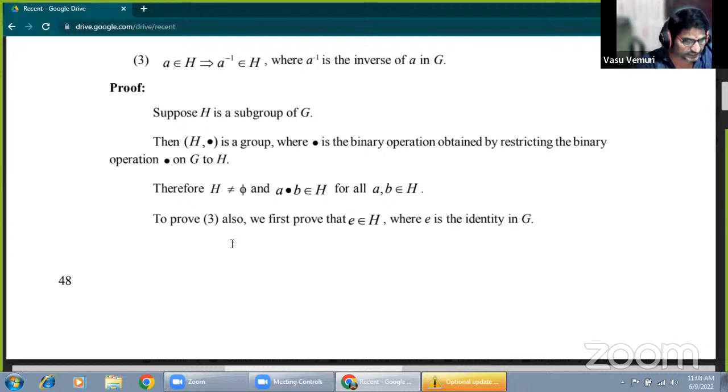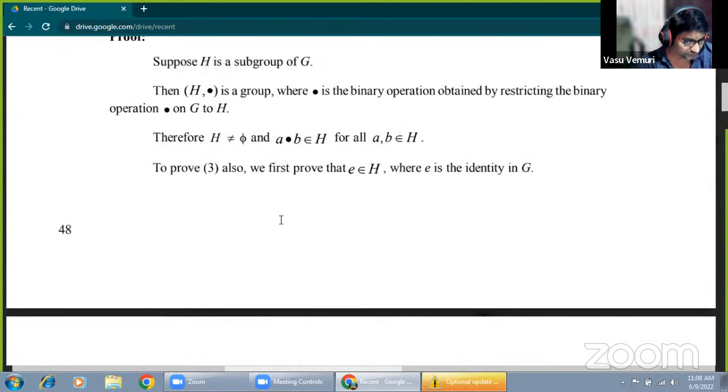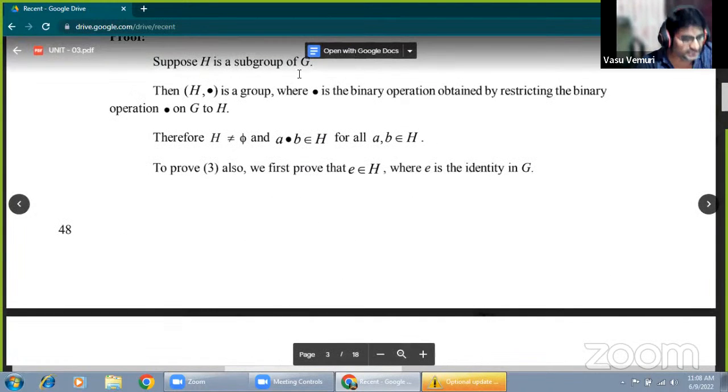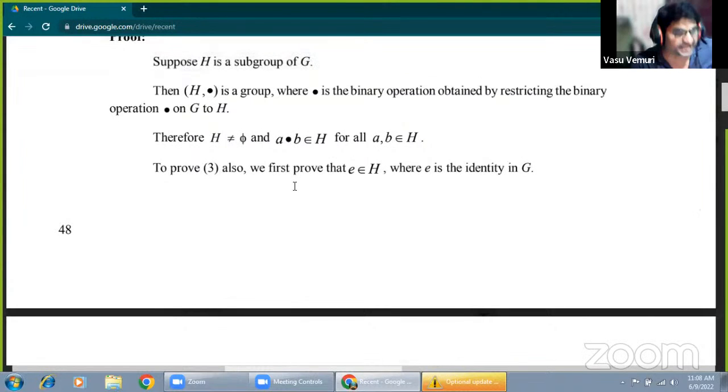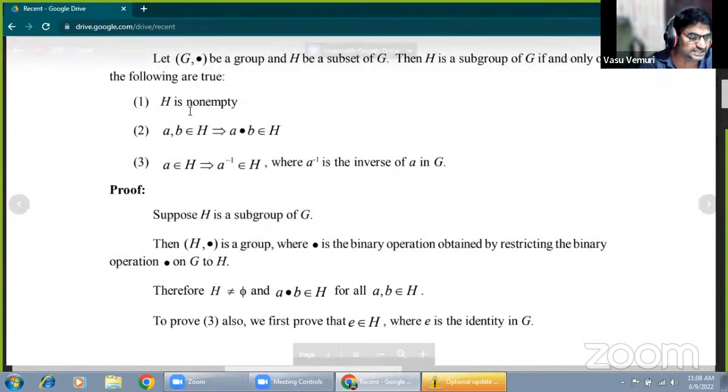And the third condition concerns the identity element. This is the third condition. When H is a subgroup of G, the three conditions are satisfied; that is the necessary part. And using these three conditions, we prove that H under multiplication is a group, so H is a subgroup when it is a group. That is the sufficient part. First of all, the given conditions are these three conditions here.